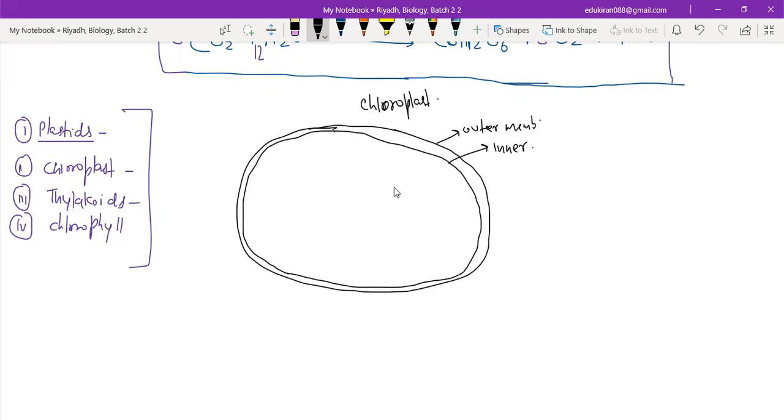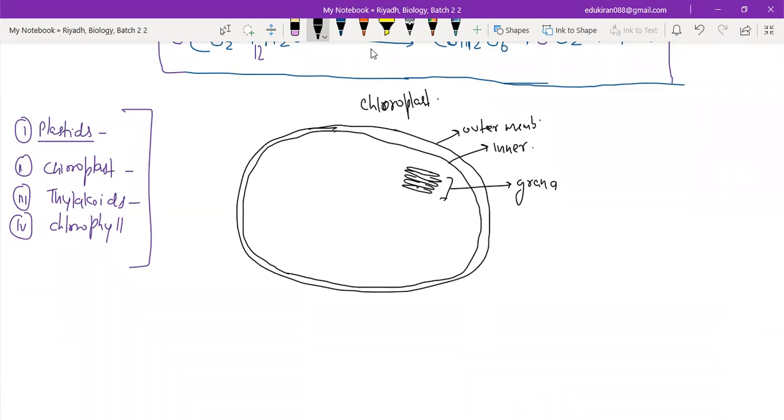Now inside the chloroplast, I told you that there are thylakoid membranes. So they are stacked like discs, one over the other. Is it clear? And these are thylakoids, and this stacking is called grana. Is it clear, everyone? Yes, sir. This stacking is called grana.